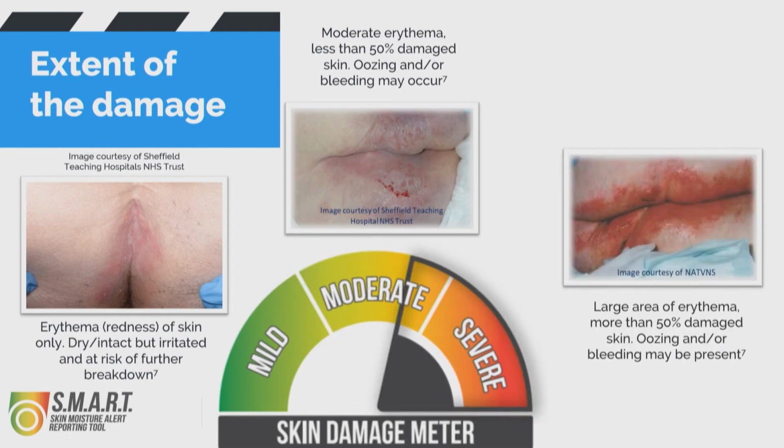So moving into the more severe extent of tissue damage, we're looking at a much larger area of very erythematous skin. You can see that it's much redder, it's much more inflamed, and it's more than 50% of that red area that is then damaged. So it's about the amount of skin that's damaged within that redness. We are highly likely to see a greater amount of inflammatory exudate. There'll be more exposure of nerve endings to the skin surface, so a higher level of pain, and we may also see bleeding at this level of damage. So I think the skin damage meter is a very quick and easy way, and also for reporting methods, to identify, am I looking at mild, moderate or severe damage?